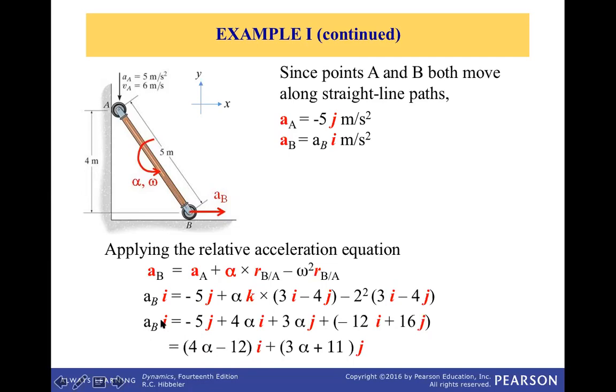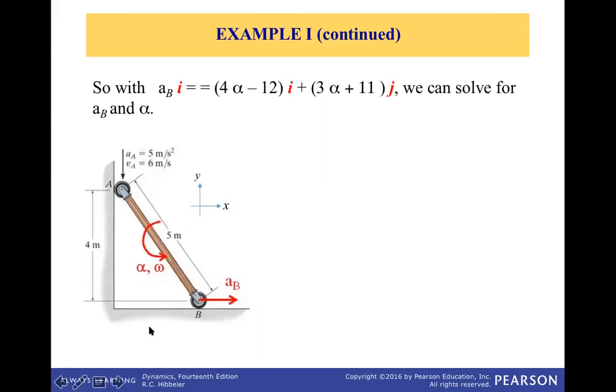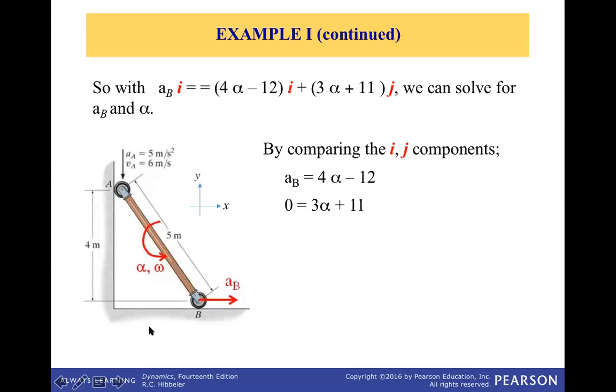On the left-hand side, you only have I component, okay? So that means the J component should be equal to 0. Then you can solve for your alpha, okay? And then once you solve your alpha, you can solve for your A sub B, okay? So that's what's going on here.